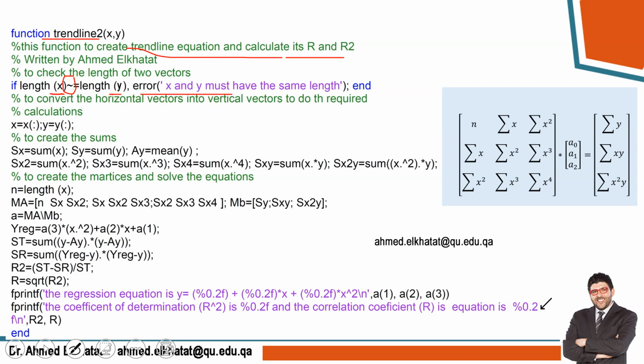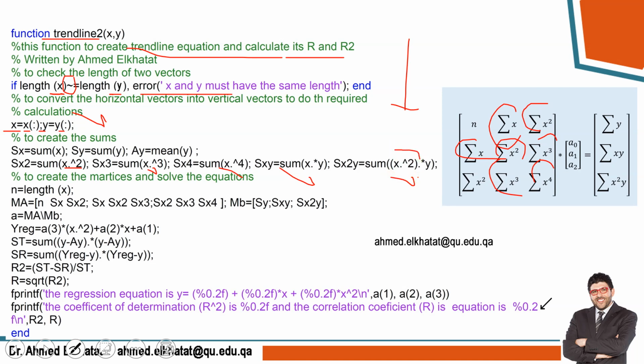Now we want to make all vectors vertical, so x equals x column and y equals y column. Okay, so we finish this part. Now we want to create the summations, each one. So we will do summation of x, summation of y, y average, and then we can find summation of squares, summation of cubes, powers of 4, xy, and x squared times y.